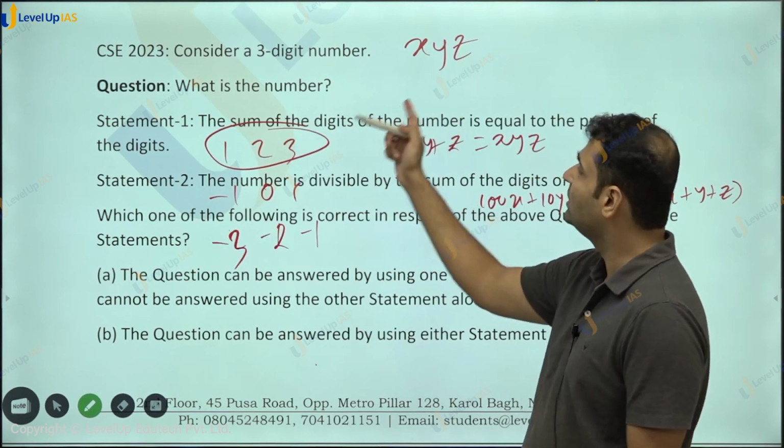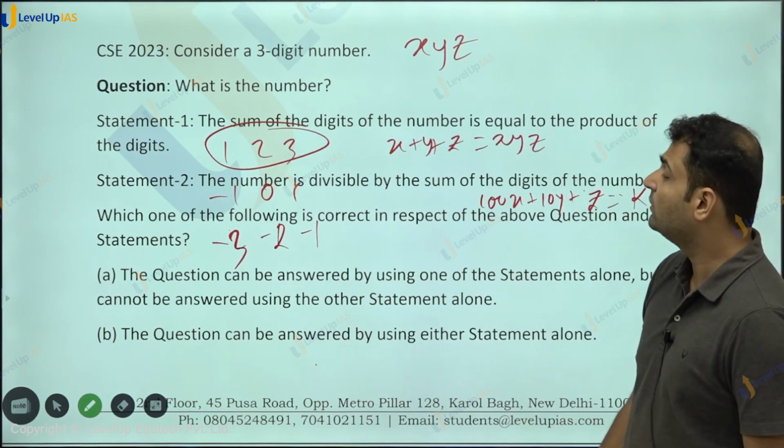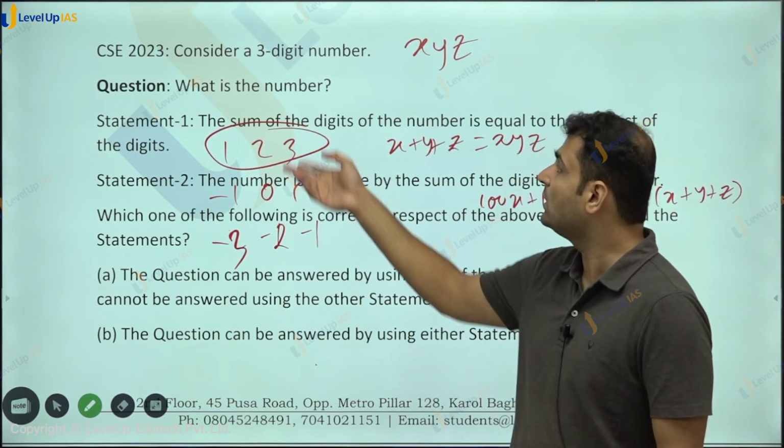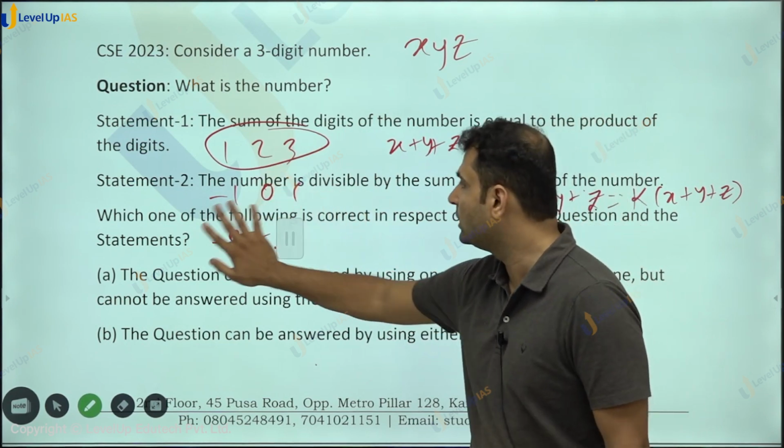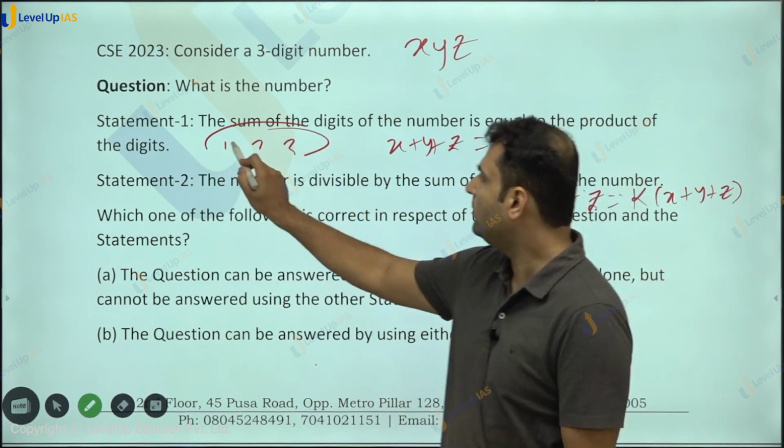So this XYZ is actually 1, 2, 3. Right? But we want to find out the number, not just the digits. 1, 2, 3 in any order will satisfy this property. So statement 1 alone is not enough. But what do we have?